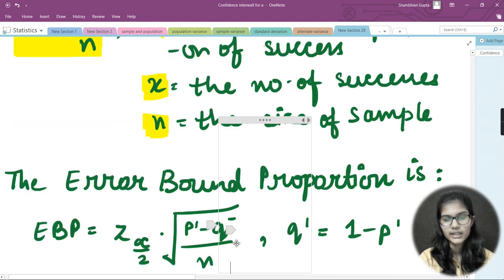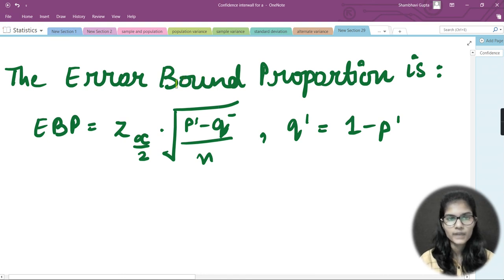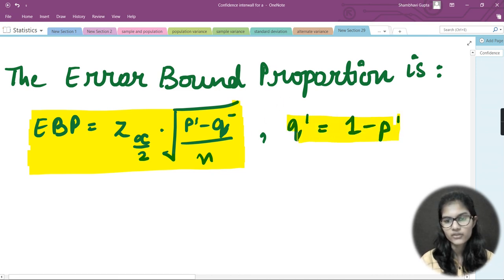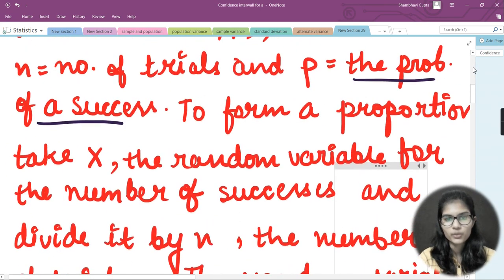And finally, the formula for the error bound proportion is EBP equals z of alpha by 2 multiplied by the square root of P dash multiplied by Q dash, divided by n. And how do we find that Q dash? To find Q dash, you subtract P dash from 1. I hope that you have got a clear and fair idea regarding all the formulas which we have here in this confidence interval for the proportions.